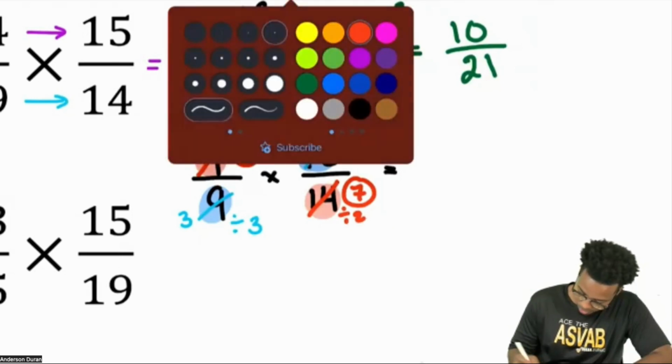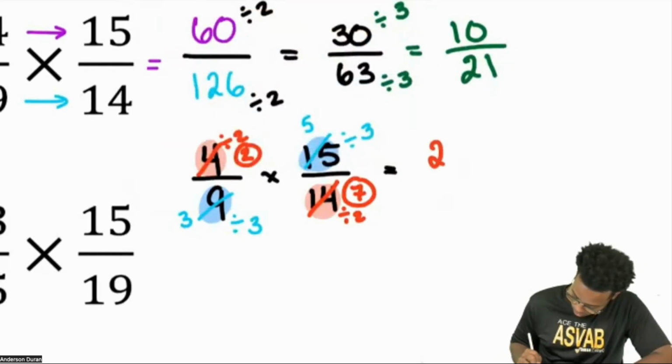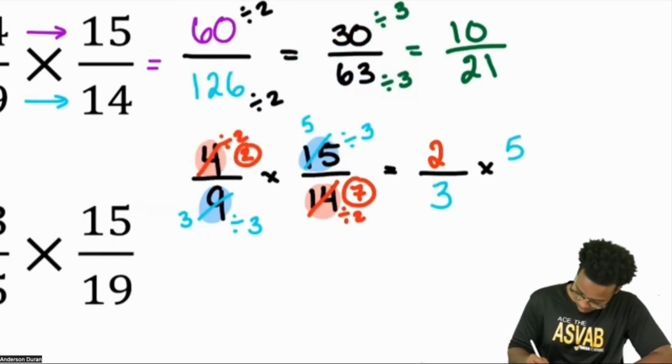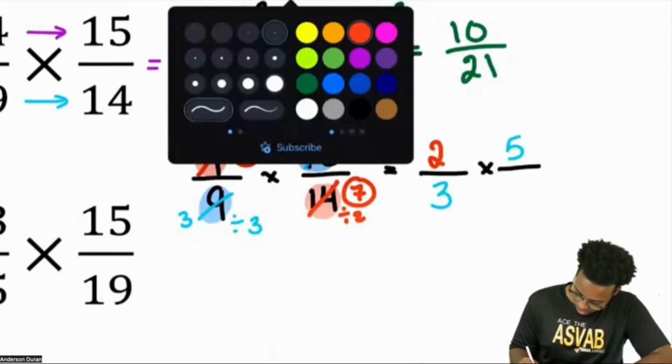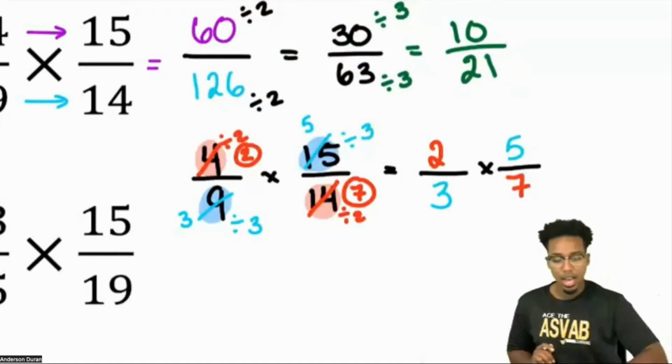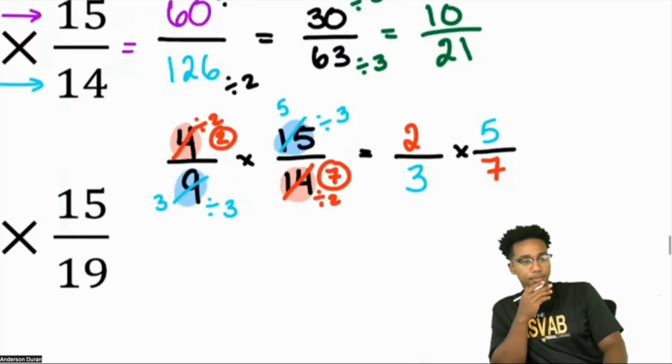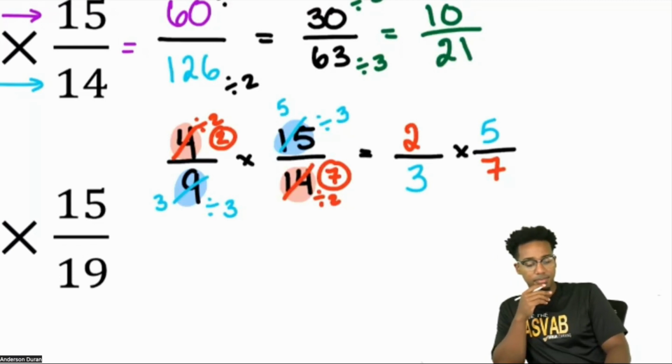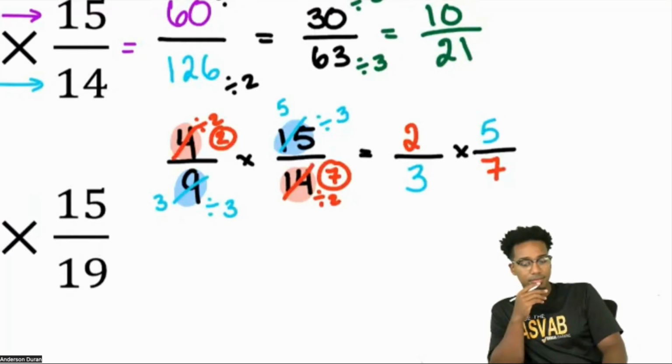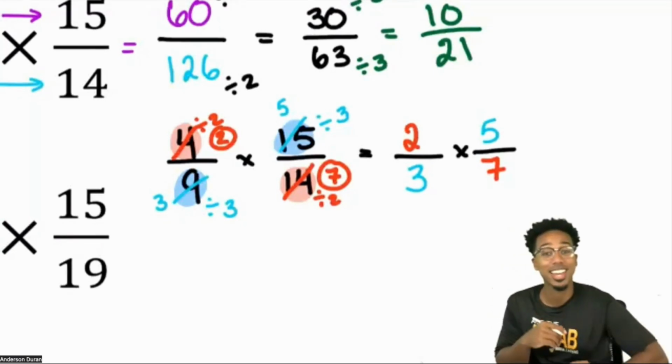So we have 2 over 3 times 5 over 7. Now, everybody, now that we've done that, is there anything else to simplify? All right, sounds good. Let's go ahead and multiply then.